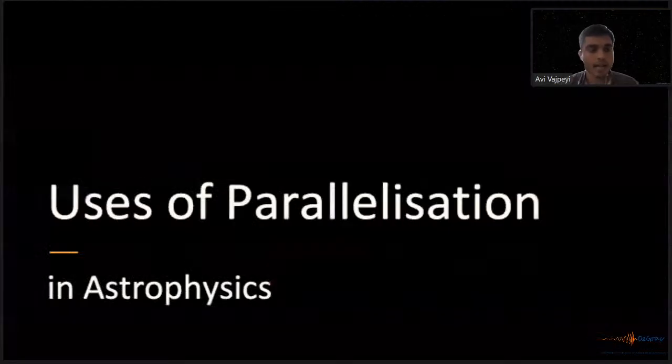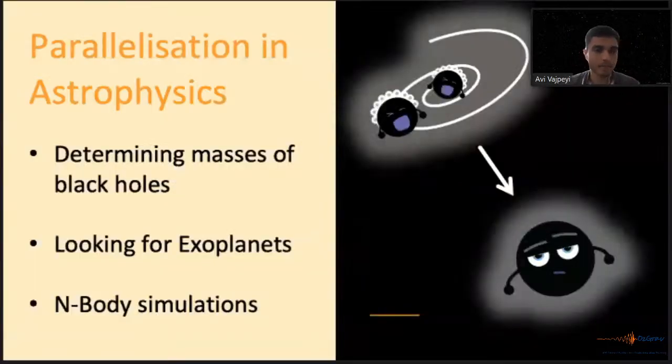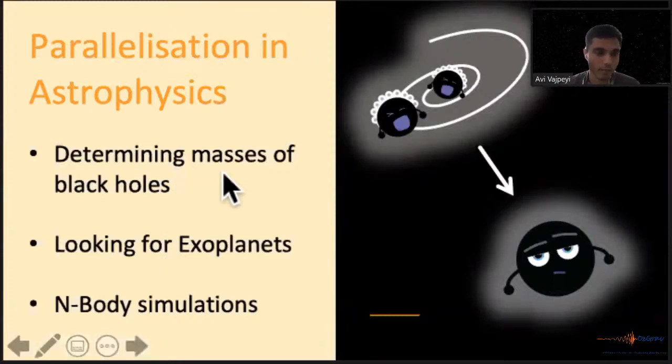Okay, so now I thought we could talk a little bit about the uses of parallelization in astrophysics. There's quite a few, but I've listed 3. We've already discussed N-body simulations. Then there's also that we can determine the masses of black holes in a parallel way. And there's also looking for exoplanets. For this presentation, I'll just get into what I work on, which is determining masses of black holes in parallel.